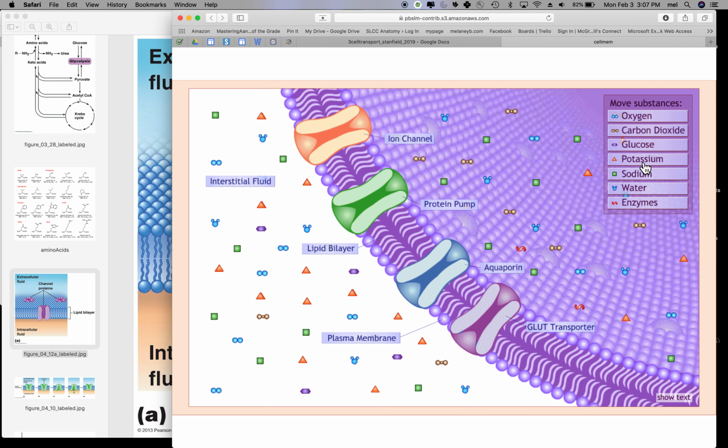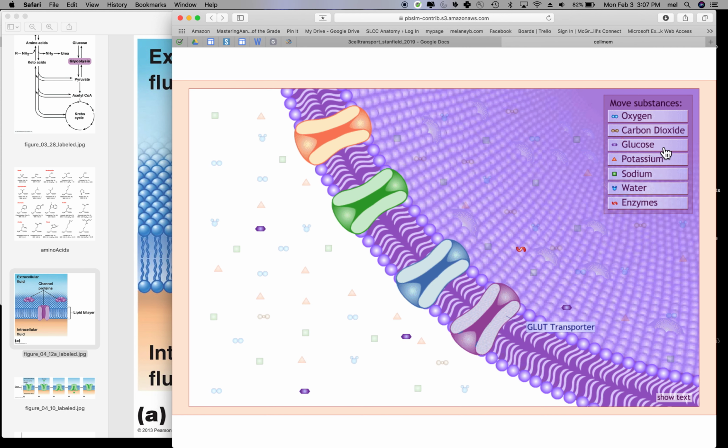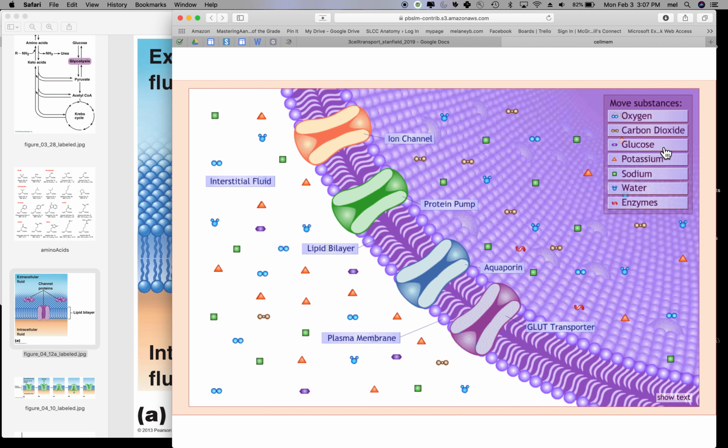But then I want to move something else. I'm going to move glucose now. Why can't glucose go straight through the cell membrane? Because it is water soluble, not lipid soluble. Why can't it use an ion channel? Too big. So the next best thing is to use a carrier, okay?